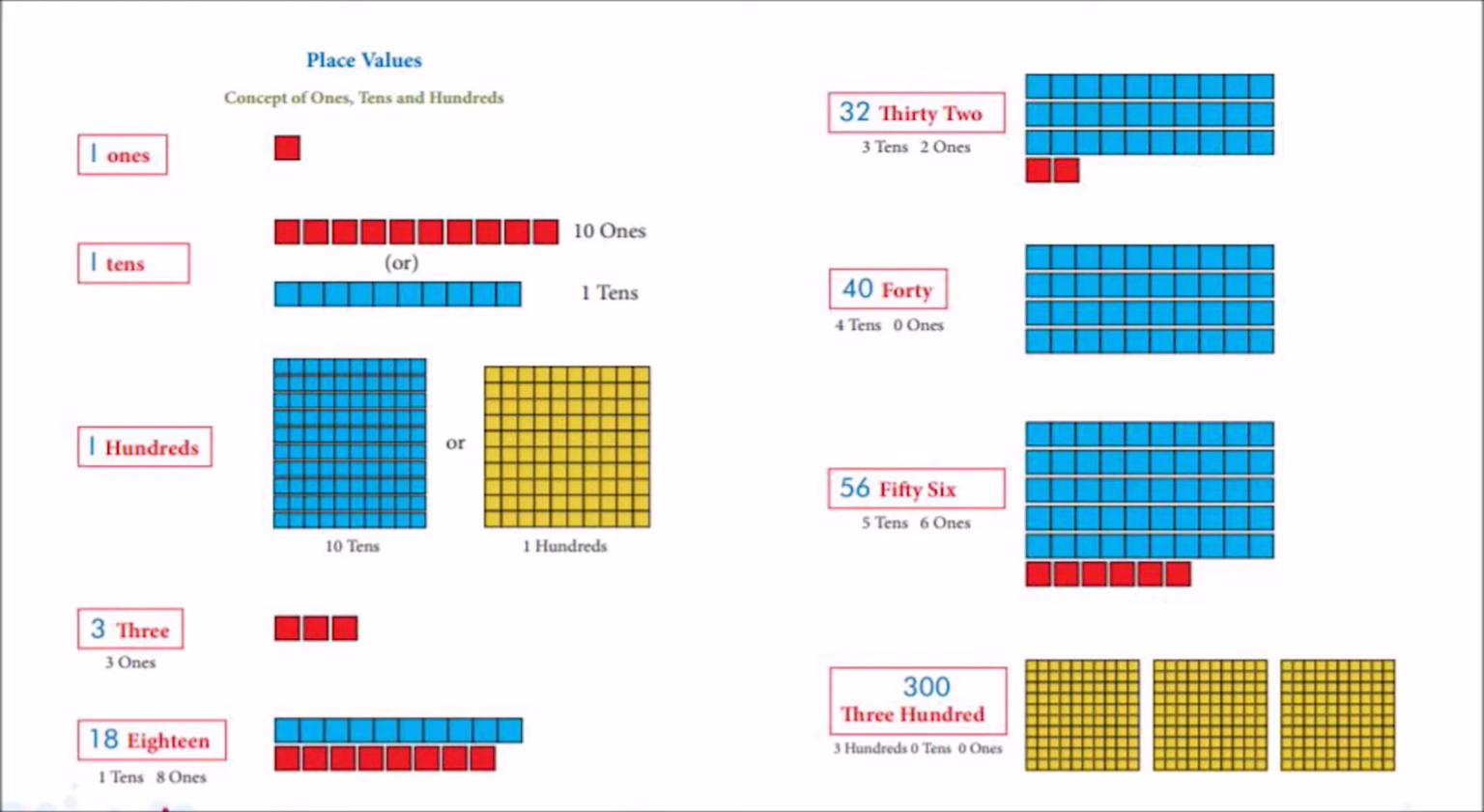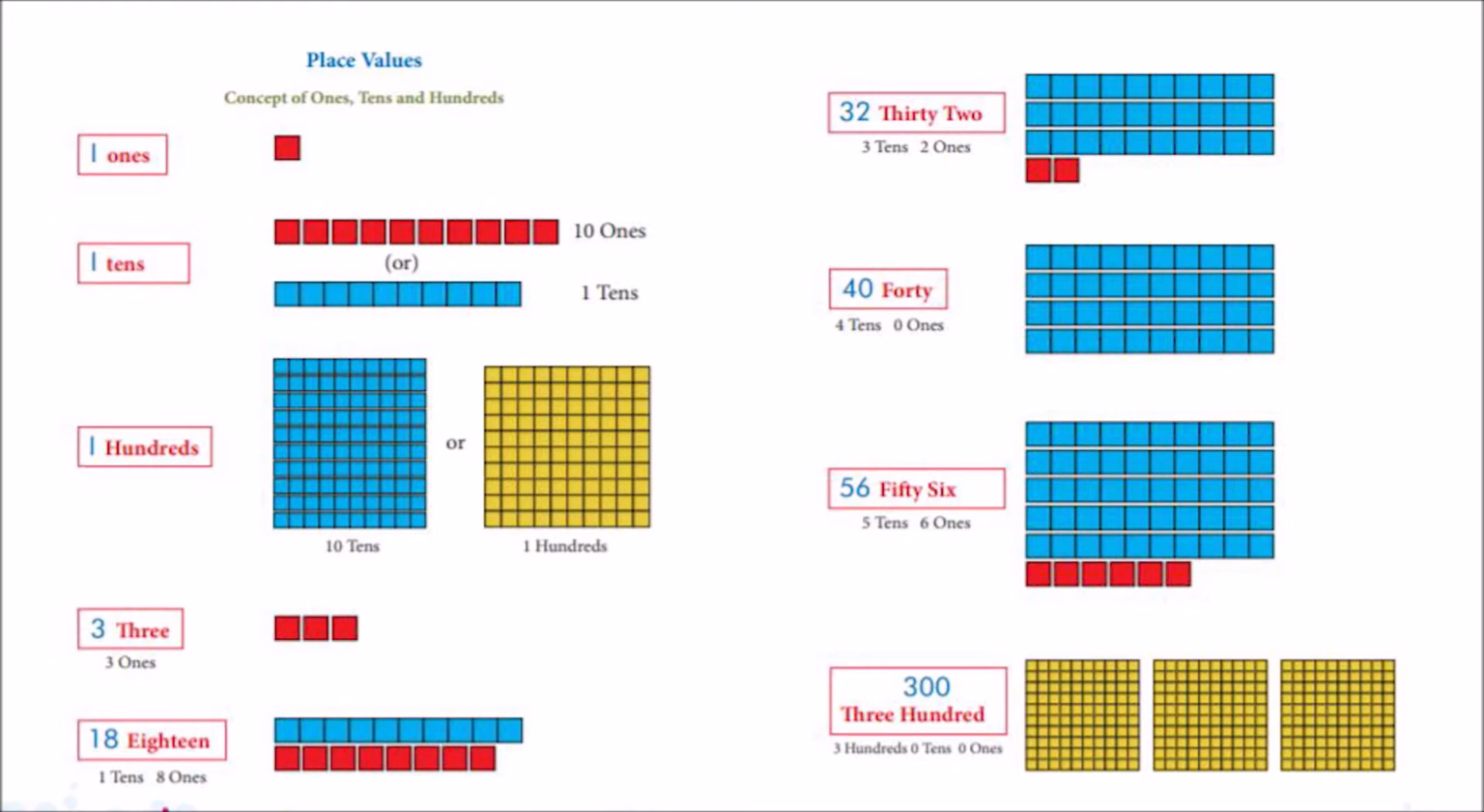This is a concept of ones, tens and hundreds. So first we have ones here, and then we have 1 tens, or we have 10 ones. We can call it either way. And then we have 1 hundreds, or we have 10 tens, which makes 1 hundreds. And then we have 3 ones. How do you write the number 3? We have 3 ones, and that becomes 3.